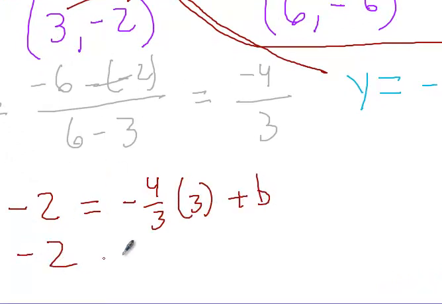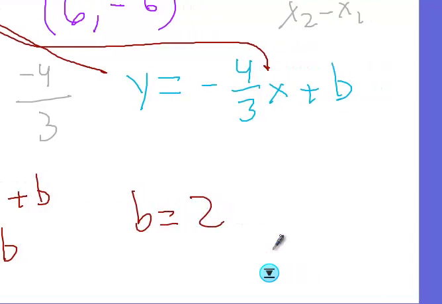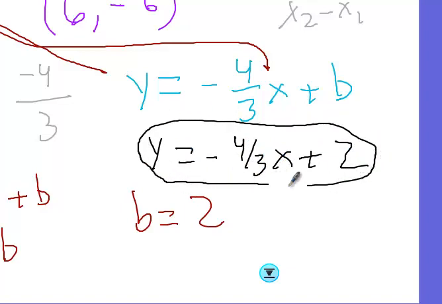This becomes -2 equals -4 plus b. You must add 4 to both sides, and you get b equals a positive 2. So the final answer to this equation is y equals negative 4/3 x plus 2. Again, not that hard, not that difficult.